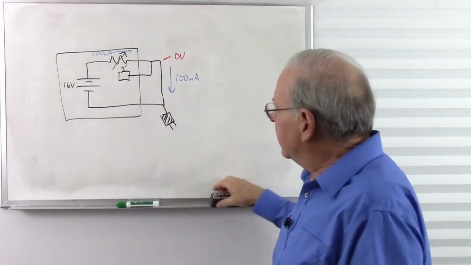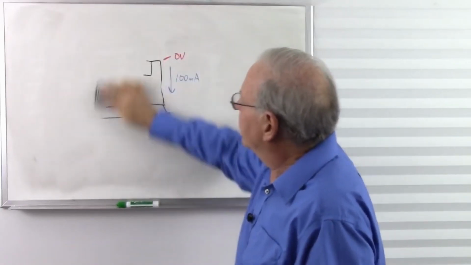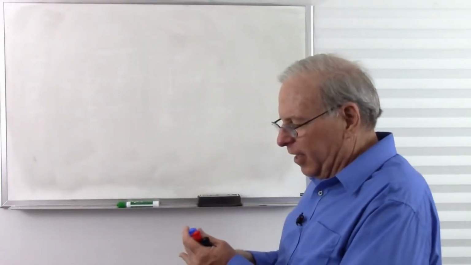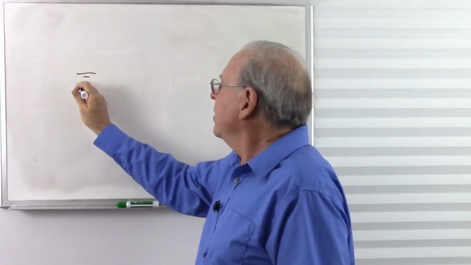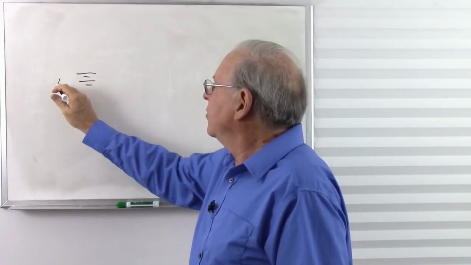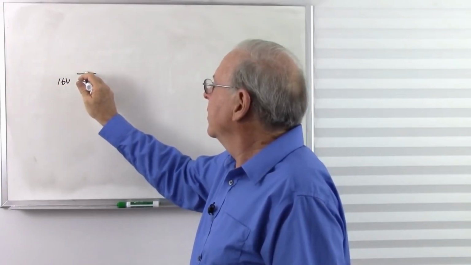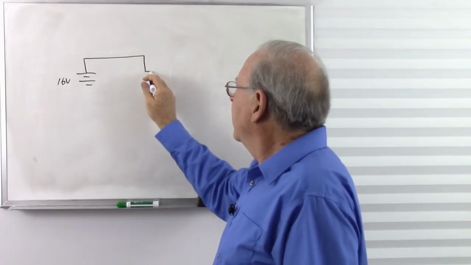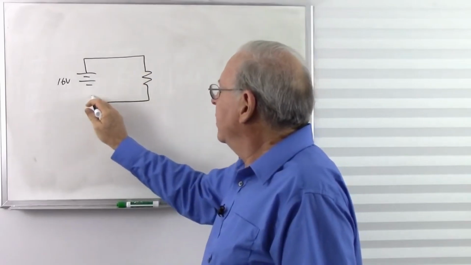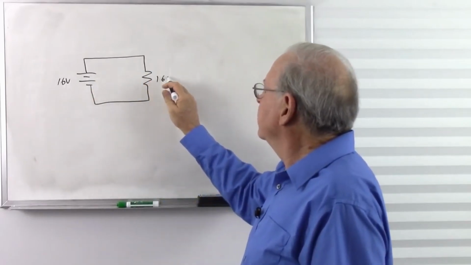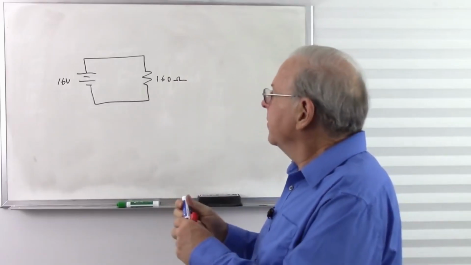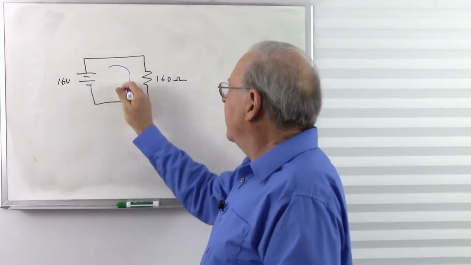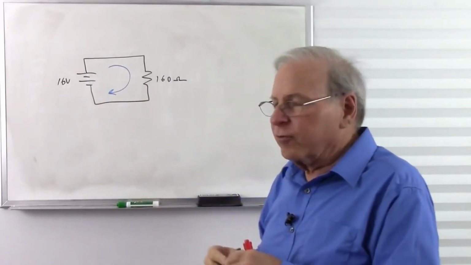I'm going to redraw this because I feel it might not be making 100% sense there. But I think if I redraw it slightly, it will. Here's the battery, 16 volts. Here's the 160-ohm resistor. So there's our simple circuit. And there's our current. So that's what we have.